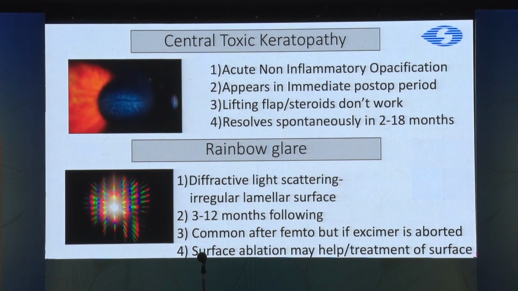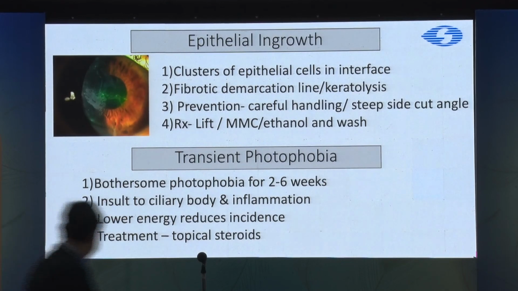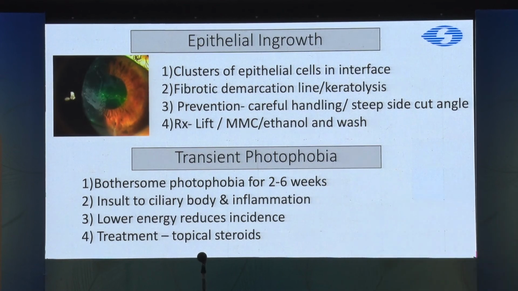Rainbow glare is again a complication peculiar to femtoLASIK, mostly seen if the femto is done but the excimer is aborted for some reason. And generally it does settle down with time, but surface ablation following a treatment of the surface may be needed. Epithelial ingrowth again is common to both, so I'll let my subsequent speakers take over the talk on that. Transient photophobia is again because of insult to the ciliary body and inflammation.